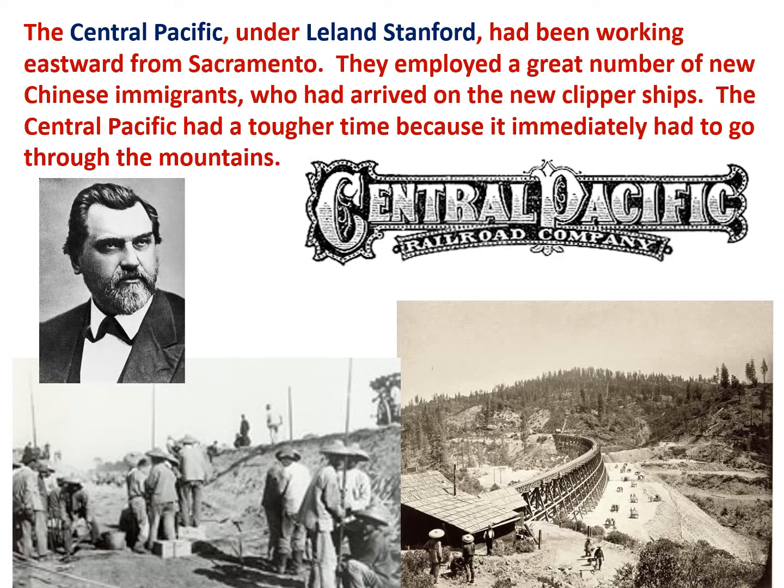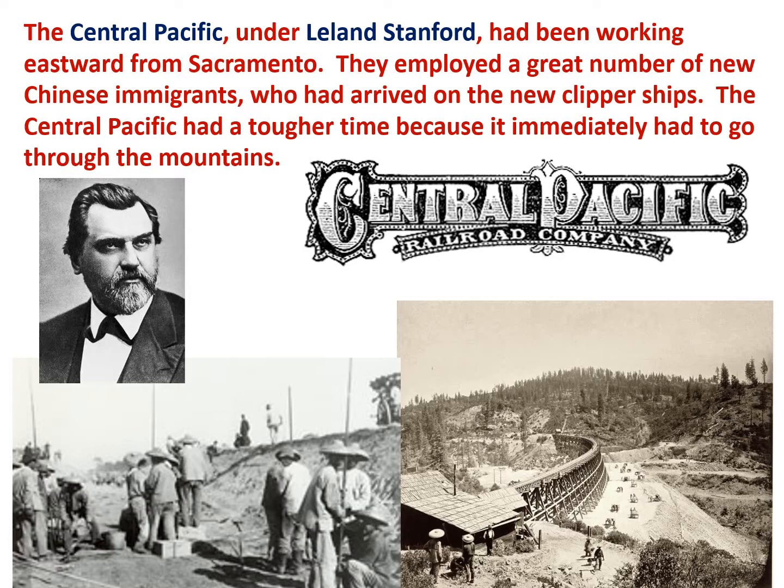The two companies were working towards each other, as I say. The Central Pacific under Leland Stanford, and you can see a picture of him there, and that's for whom Stanford University is named, great school, had been working eastward from Sacramento. And they employed a great number of Chinese immigrants who had arrived on the new clipper ships, the clipper ships being the faster ships that could cross the Pacific. And so he had a lot of cheap labor. And in time, there'll be anti-Chinese sentiment, racist sentiment on the West Coast, but that's a story for another day.